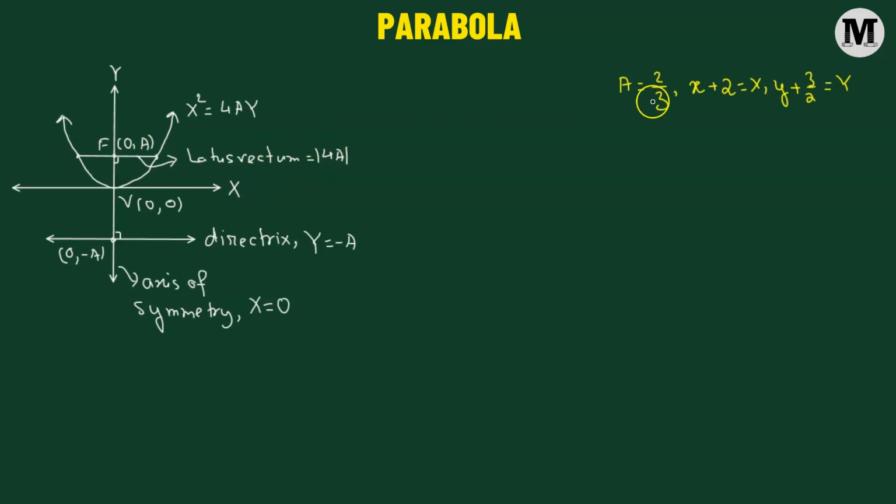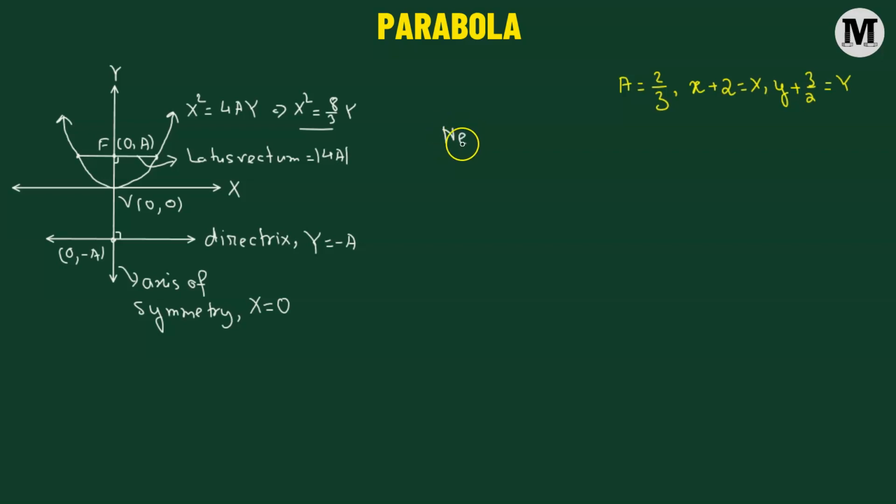Now, if we replace the value of a with 2 over 3, then the parabola is going to become x squared equals 8 over 3 y. So that is the equation of the parabola that we are working with, and this is expressed in the new coordinate system X and Y.